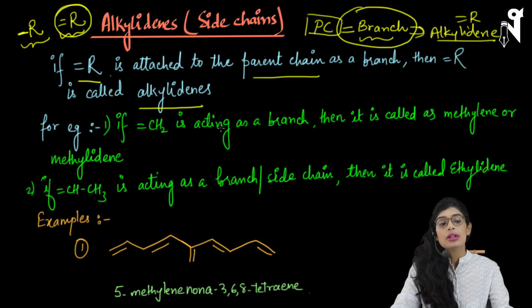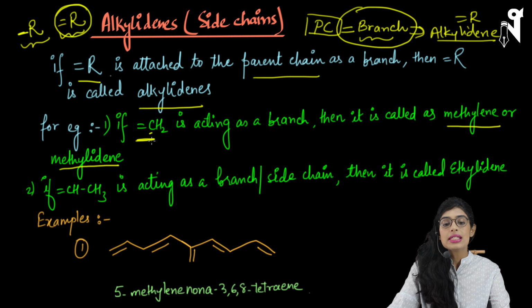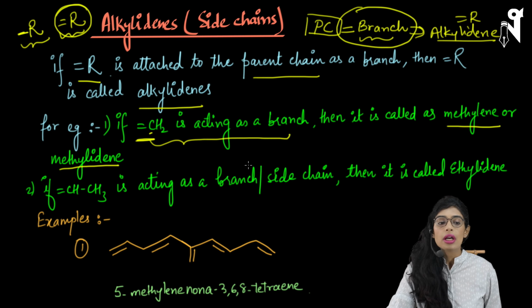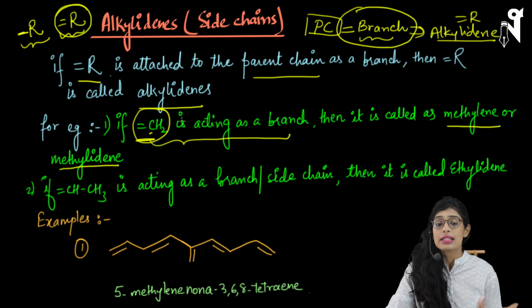We have a few examples here. If I talk about double bond CH2, in that case we have only one carbon, right? So the word root for this branch should be meth, and because it is an alkylidene, the name will be methylidene. We have another common name for this branch also: we call it methylene. So we can call double bond CH2 methylene or methylidene, and it will be acting as a branch. That means the principal chain would be something else, and no matter what, in any such circumstance, this will be called methylene or methylidene.